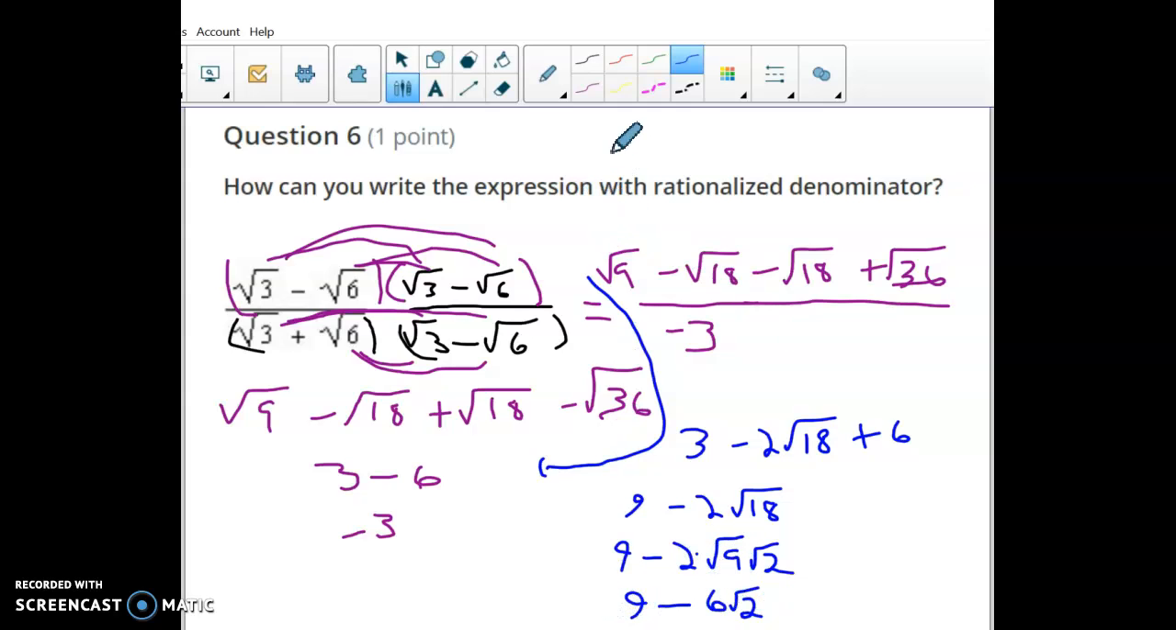Okay, so overall our top, I have 9 minus 6 root 2 on the top. And on the bottom is a negative 3. And then if you just divide it out, 9 divided by negative 3 is negative 3, and negative 6 divided by negative 3 is plus 2. That negative 3 divides both parts. And so our final cleaned up answer looks like this.